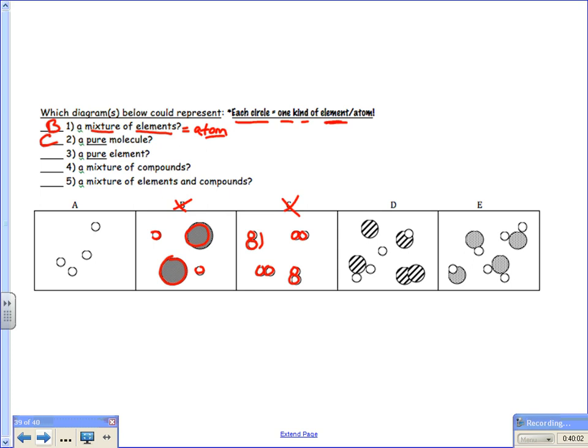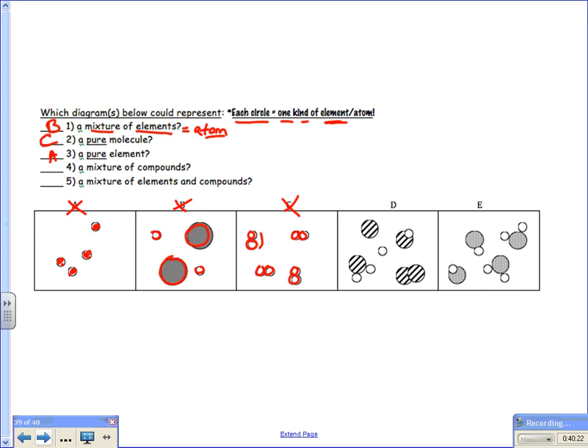Pure element, this should be easy now. Pure element is A. Okay. All the same element, only singletons here. Pure element sample.